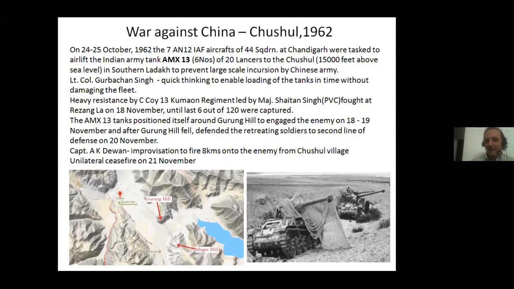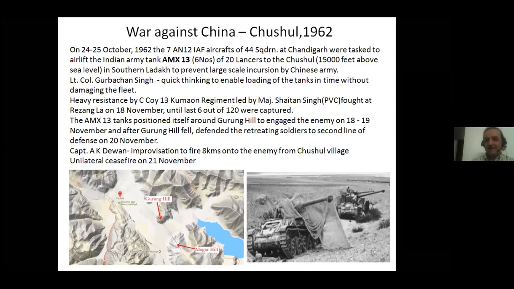On 20th October, they realize that one of the Antonov 12 aircraft coming in at Chandigarh has been shot at, and they see some bullet holes in it. Then they realize that the Chinese have come in and occupied some of the territories there. So this is where they think that the AMX 13 tank, a light French tank with a 76 millimeter gun, an effective gun but lightly armored, can be used effectively.